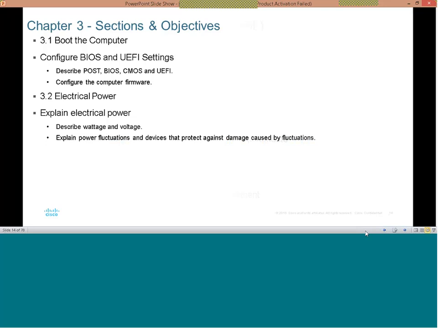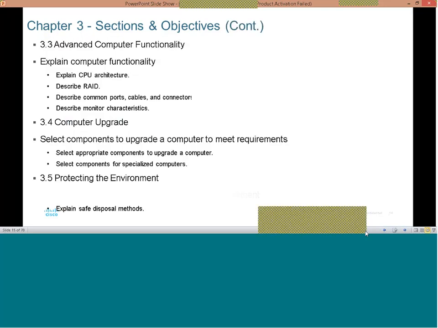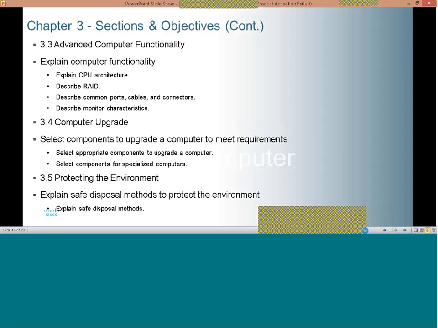And then we'll also look at components for specialized computing, protecting the environment, and safe disposal methods to protect the environment. After long usage, some of the systems are no longer in use, how you have to dispose of them to be able to protect the environment. And then we'll also explain safe disposal methods.